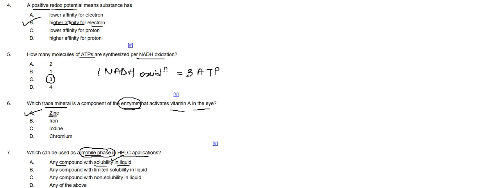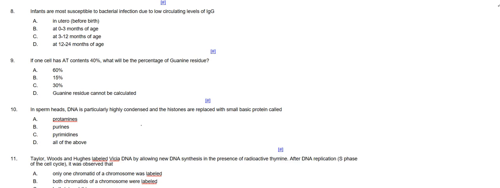Next, number 8. Infants are most susceptible to bacterial infection due to low circulating levels of IgG. So which age infants are susceptible to bacterial infection because they have low IgG? The answer is at the age of 3 to 12 months. These infants are very susceptible to bacterial infections.